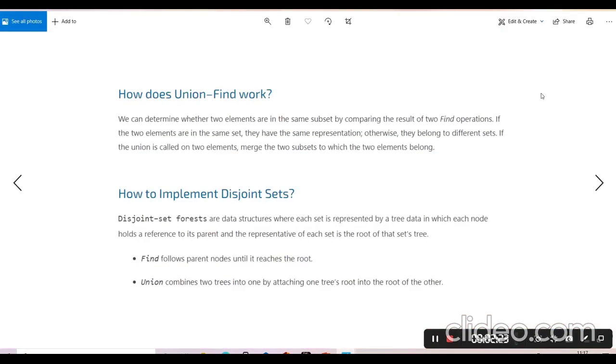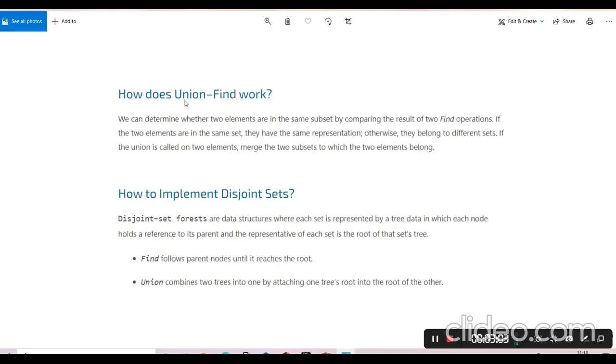And how this union and find works. We can determine whether two elements are in the same subset by comparing the results of two find operations. If the two elements are in the same set, they have the same representative, that means they belong to the same set. Otherwise they belong to different sets. If union is called on two elements, it merges the subsets to which the two elements belong.